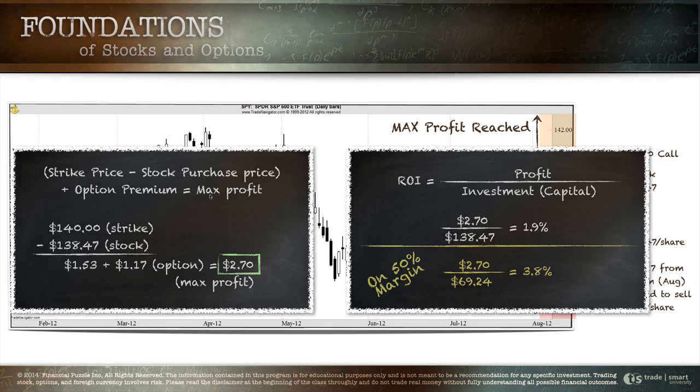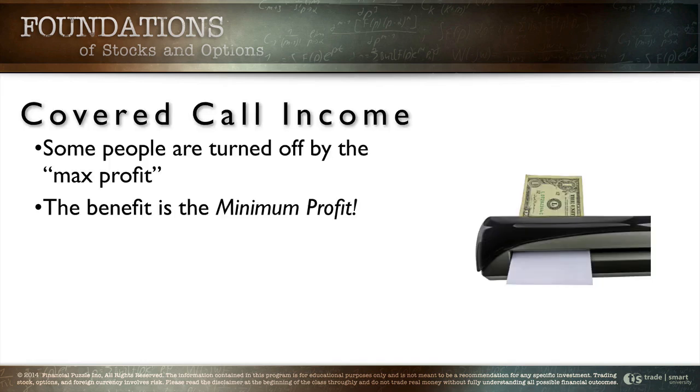People get turned off by the max profit part of this. Earl, that's what you were seeing. Earl was saying, well, what if it goes to $200? I'm limiting my profit. Yeah, you're turned off by the max profit part. The benefit is not the maximum profit. The benefit is the minimum profit. Let's look at this as a minimum guaranteed profit.